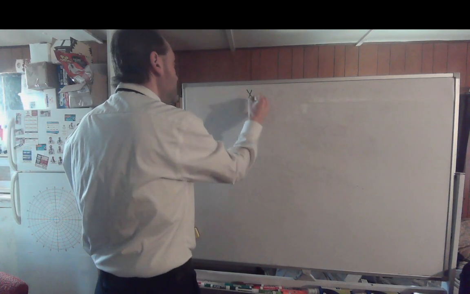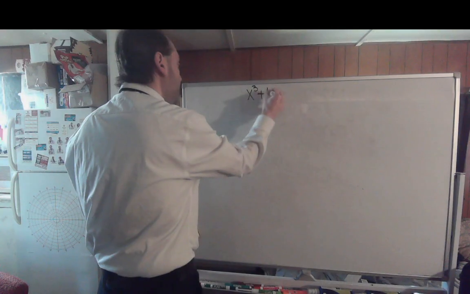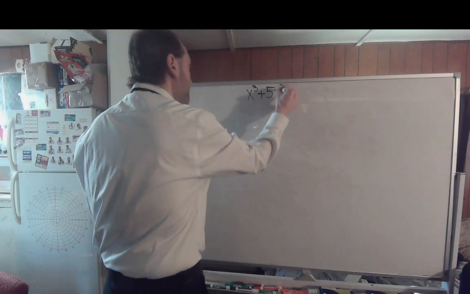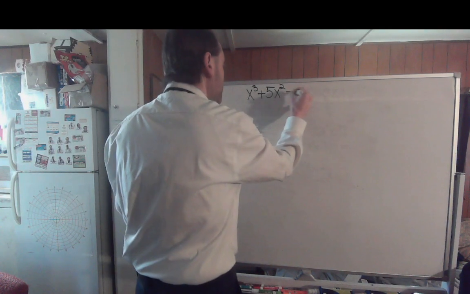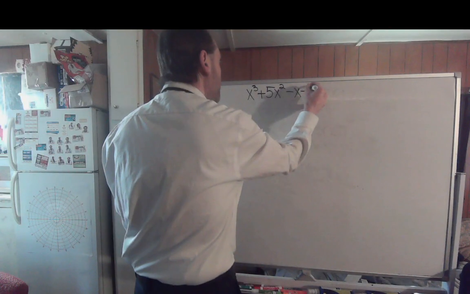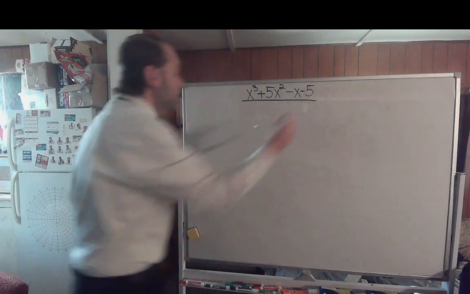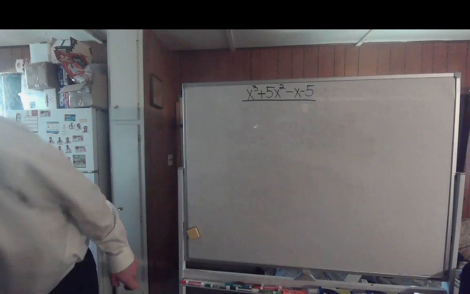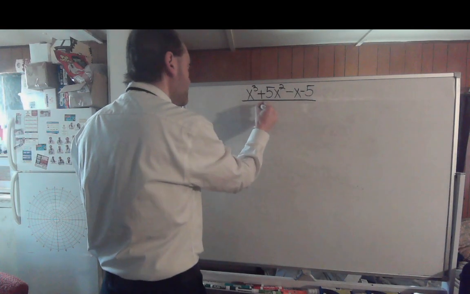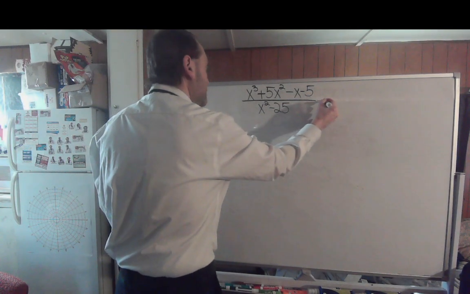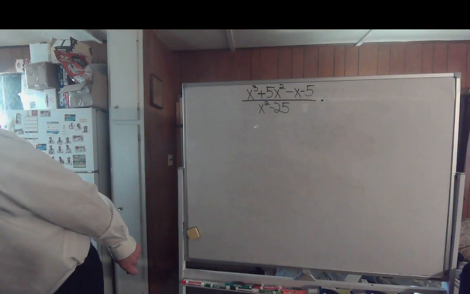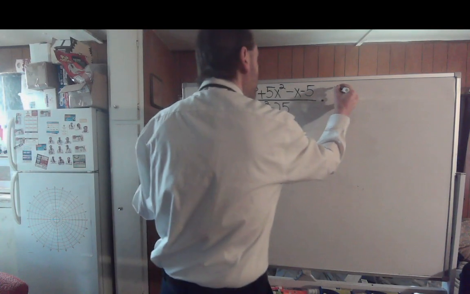We have x to the third plus 5x squared minus x minus 5, all that divided by x squared minus 25, times x plus 1.